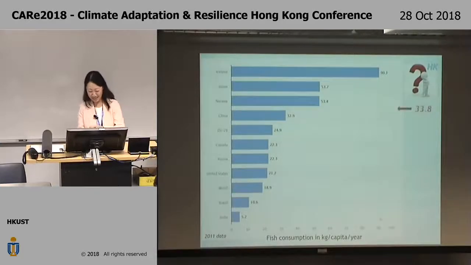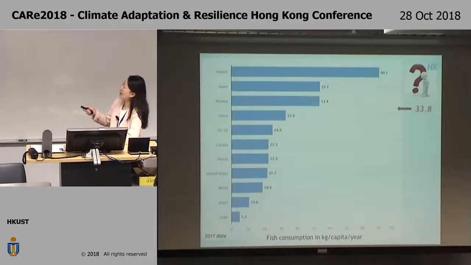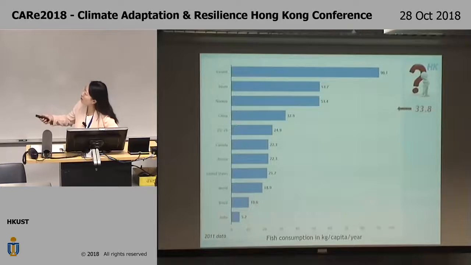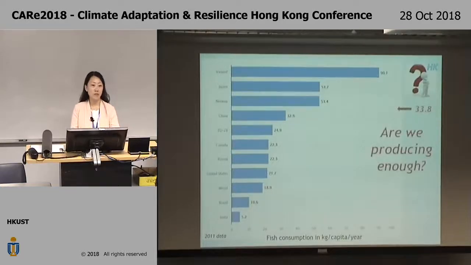Well, actually, we are not doing the best, but nevertheless, we are consuming about 30.8 kilograms of fishery products in a year, every single one of us. At this amount a year, we are actually consuming more than the average Chinese citizen. So are we producing enough to meet just our own need, not to mention the future need or the need of other developing countries?